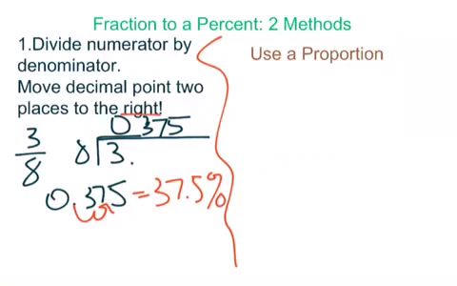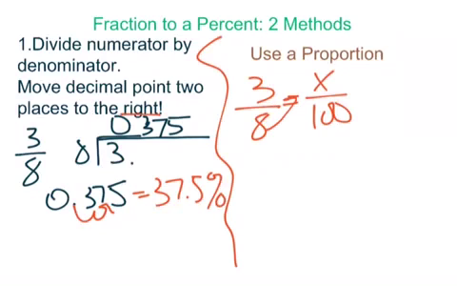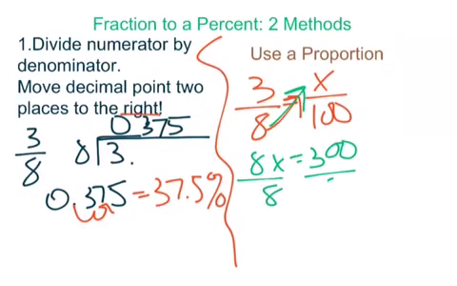You can also use a proportion. So for instance, we're going to stick with 3/8. We're going to have 3/8 is equal to x over 100. That's how you set it up. You obviously know what fraction you have, then you have it equal to x over 100 because we're dealing with percent, so it's always out of 100. You're going to cross multiply, which gives you 8x equals 300. Divide by 8 on both sides. X is going to equal 37.5%.